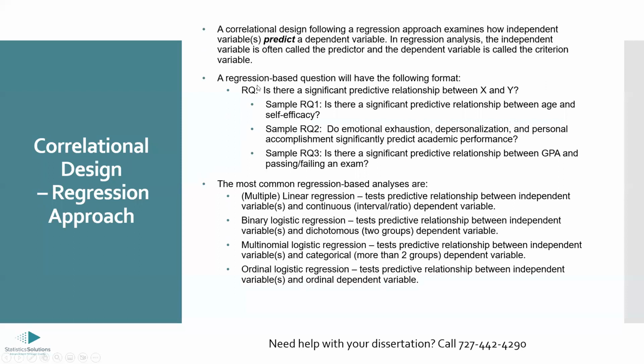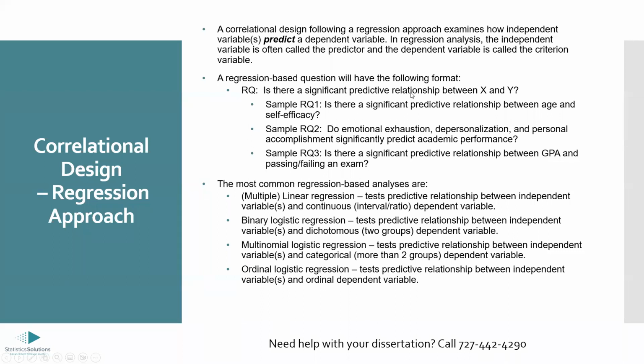Okay, so we covered one branch of the correlational family. The second branch is a predictive design or predictive analysis, which usually implies regression. Whenever you hear the word predict, you usually need to run a regression to test that relationship. And here we have some sample questions.